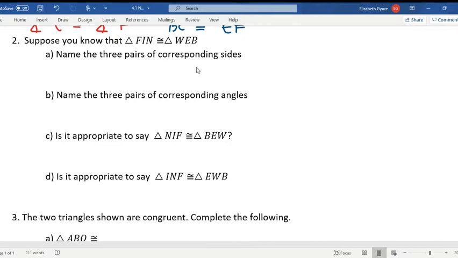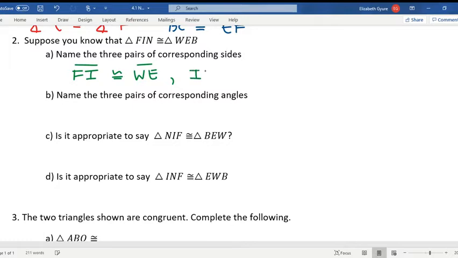So you can actually not just look at where they match up in a diagram, but you can also look and see where the letters match up in your congruency statements. So, for example, these first 2 letters would have to be a segment, so I'm going to say that segment FI is congruent to segment WE. So that's like the first 2 letters with the first 2 letters.